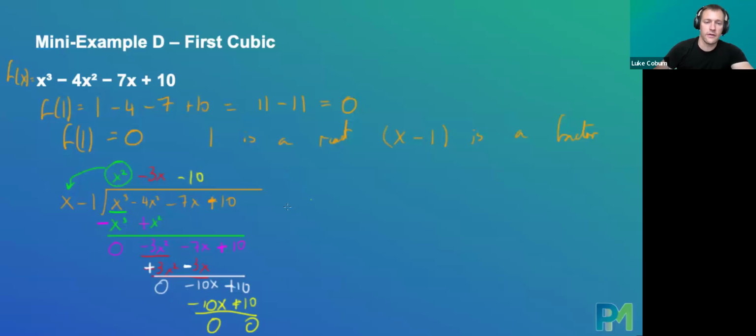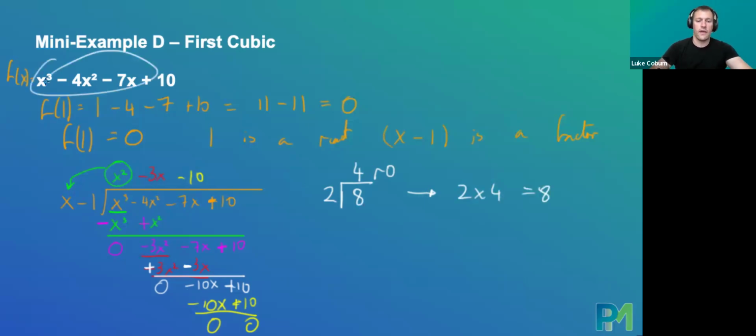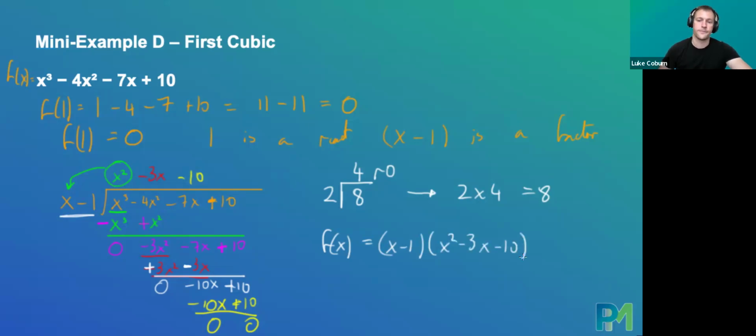Now, it can get kind of confusing once you've dived down into the details to really get what's going on here. But just think about this. 2 divides into 8, 4 times remainder 0. This tells us that 2 times 4 is equal to 8. So this was, I'm not going to write this out again, that was f of x. f of x is equal to x minus 1 times the second thing, x squared minus 3x minus 10.